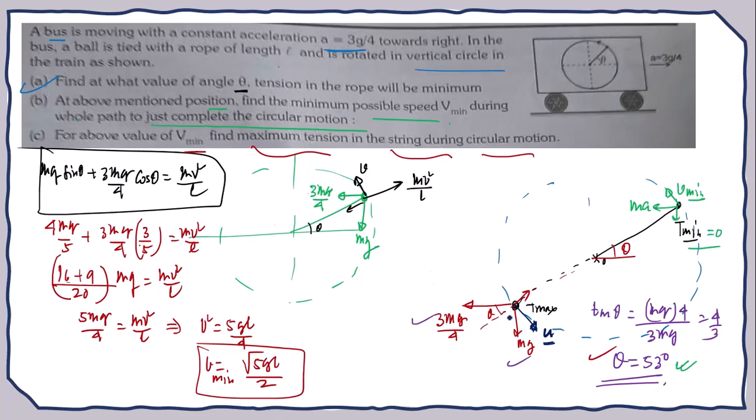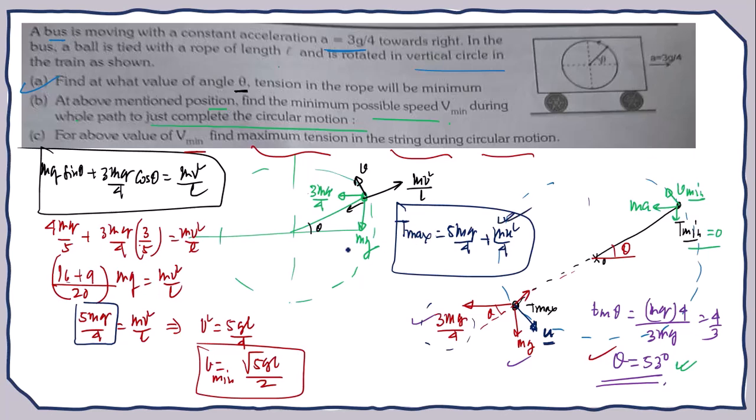So T max should be equal to mg sin theta plus 3 mg by 4 cos theta, with the same theta. That means 5 mg by 4, plus mu square by r. Because once I do the component analysis, 3 mg by 4 will give the cos theta component and the mg component will be the sin theta. That is your answer. The only thing is that you have to calculate u.